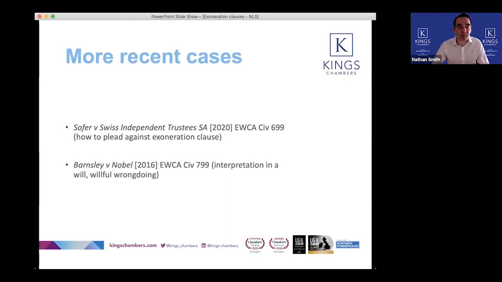And that strikeout was actually successful at first instance. Now, the Court of Appeal overturned that decision and permitted the claimant to amend. But there are 2 points I think that are worth taking from this case. The first is that it's very important to consider carefully how allegations of fraud are pleaded, especially when there are exoneration clauses that exclude liability for anything less than fraud.